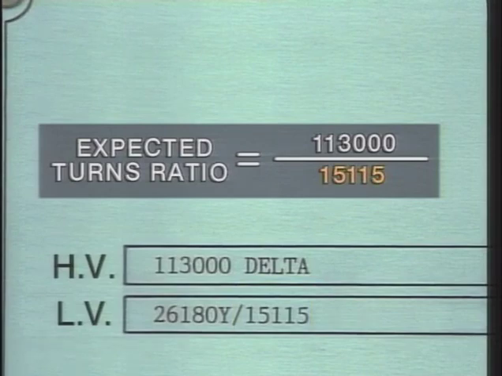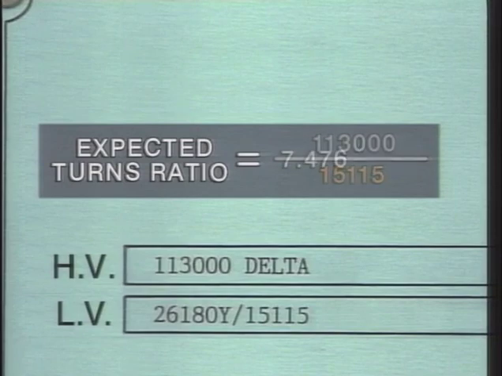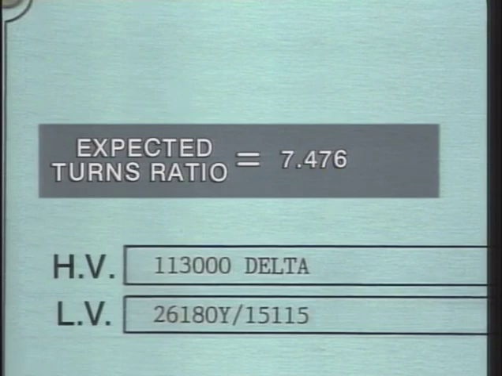Dividing the high voltage rating by the low voltage rating works out to 7.476, which is the same as saying 7.476 to 1. So the reading that you'd expect to get on the turns ratio test set for this transformer is 7.476.